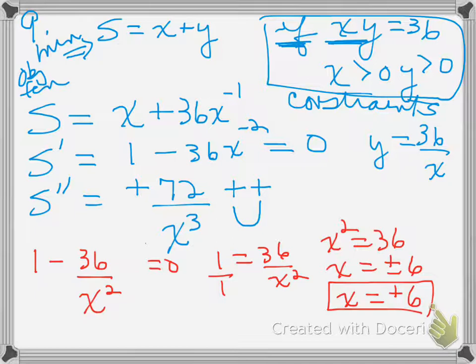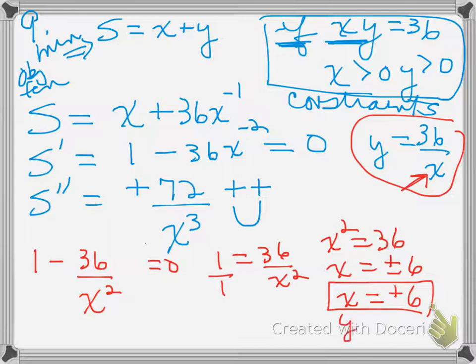Now I'm going to go back again to the question. Find the positive values of x and y that minimize that objective function, and then also I need to find this minimum value. So I need 2 more answers. So up here, if I plug an x right here with a value of 6, 36 divided by x gives me 6.